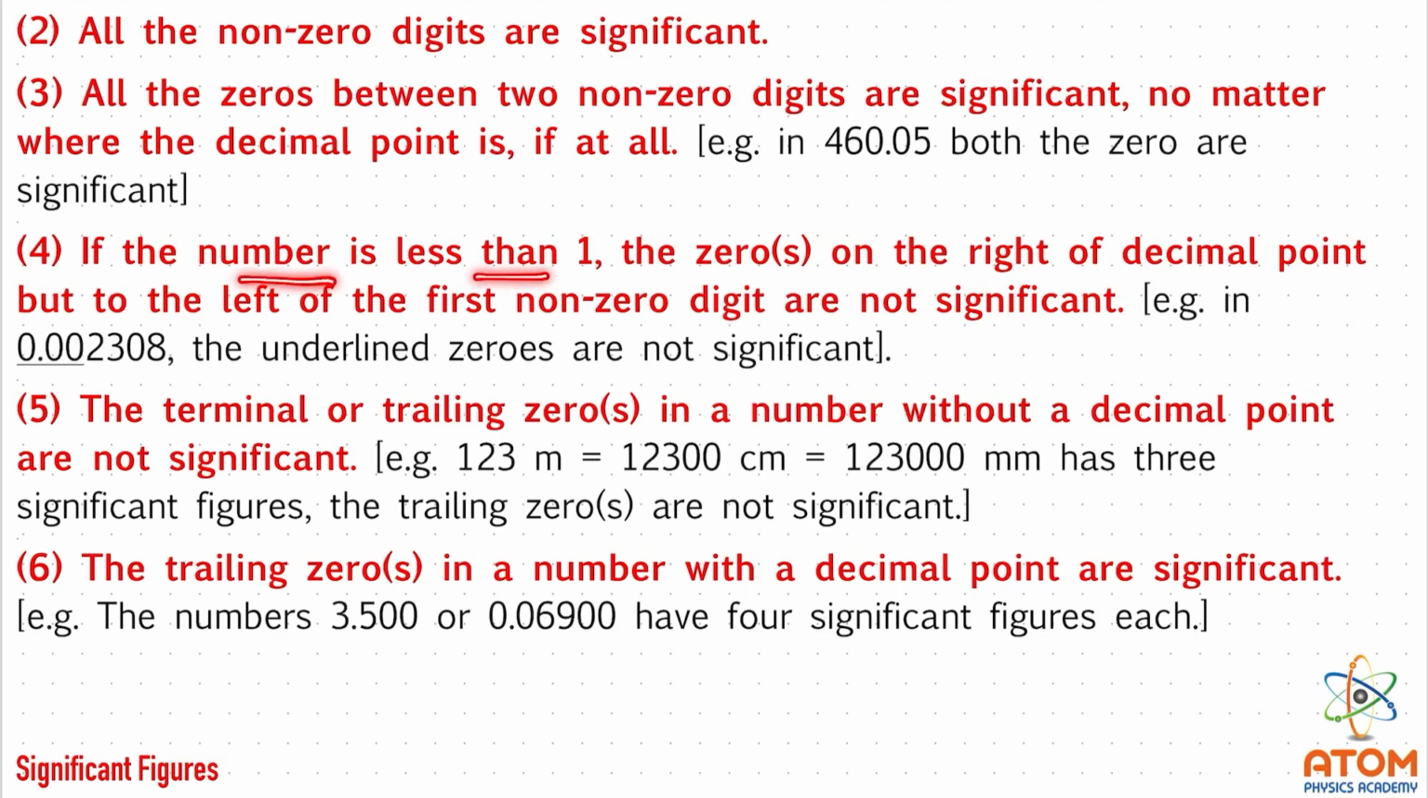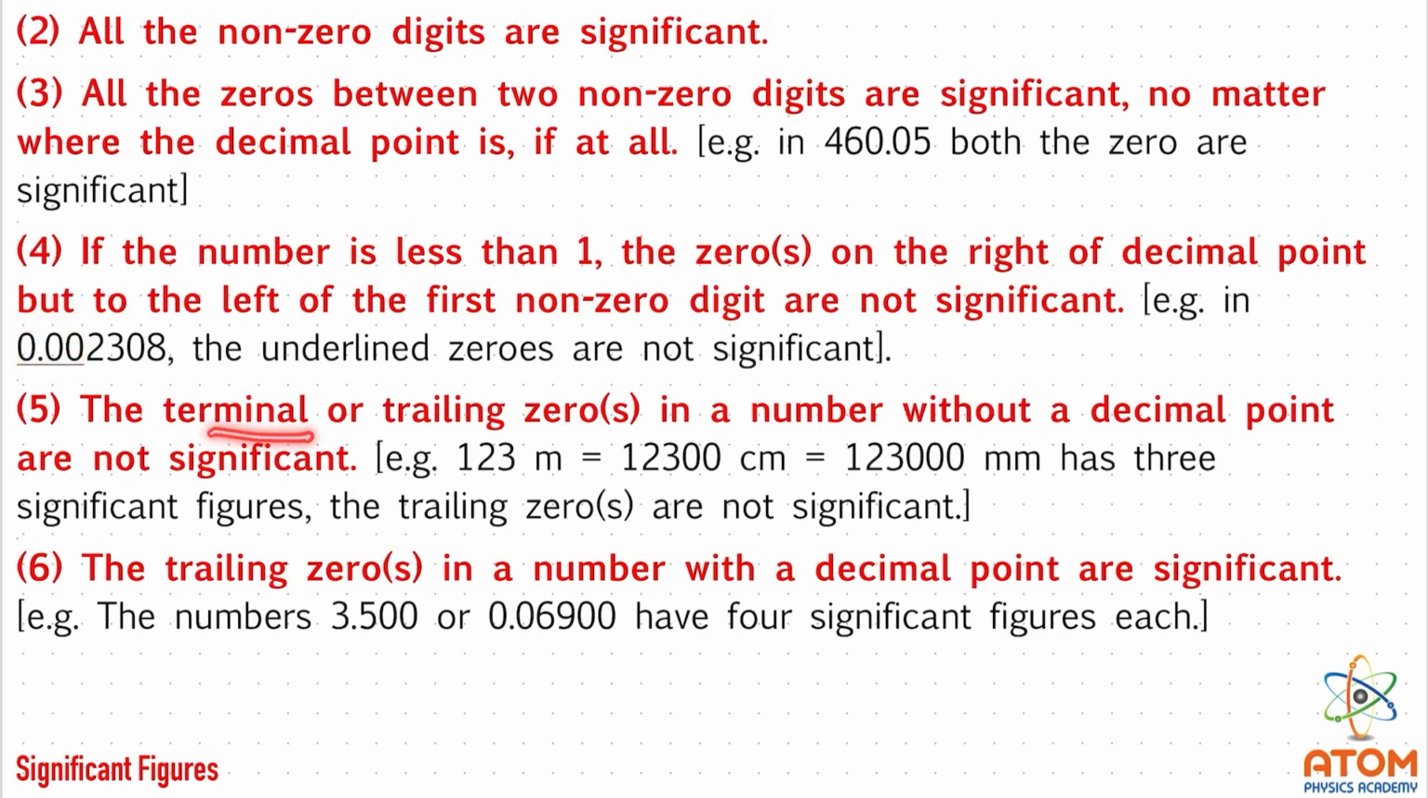If the number is less than 1, the zeros on the right of the decimal point but to the left of the first non-zero digit are not significant. See this, if the number is less than 1, that means you are going to write it in the form of, let us say, 0.5 or 0.6 or something like that. So in that case, the 0 will not be considered as significant. For example, in 0.002308, the underlined zeros are not significant. Here, these zeros are not significant.